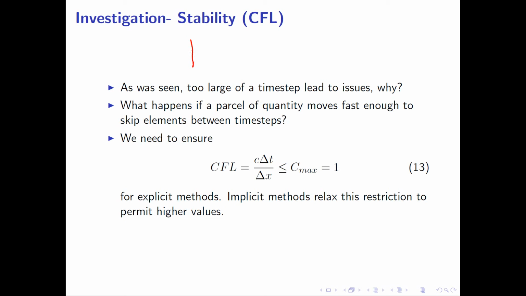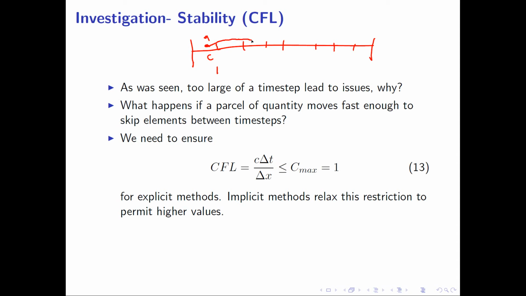Imagine that we have some sort of global domain that we discretize spatially, and we have some sort of parcel that we're looking at the advection of. So this would be our Q here. We need to make sure that we're capturing Q on a particular element. So imagine that our velocity is such that in 1 second we travel one element. Well, if we choose our time step to be greater than that, then what would happen?